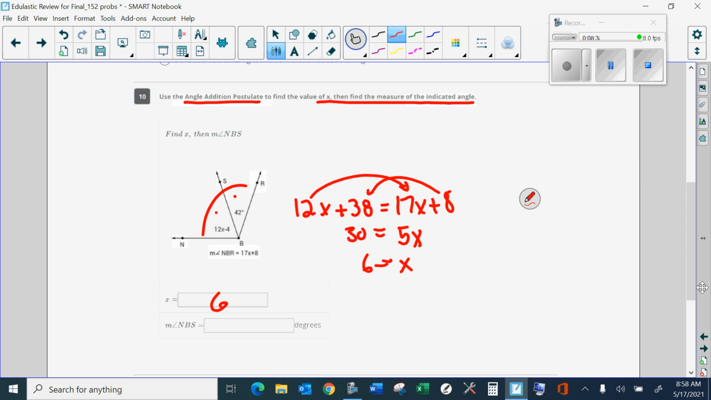Now, which angle do they want? Angle NBS, this angle right here, 12x minus 4. You have to identify the angle correctly. I saw some people that didn't identify the angle correctly. So 12 times 6 is 72, minus 4 is 68.